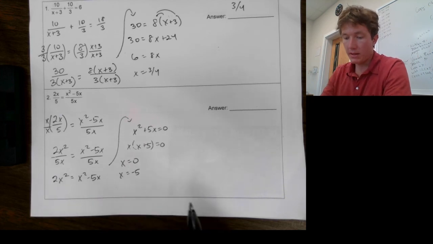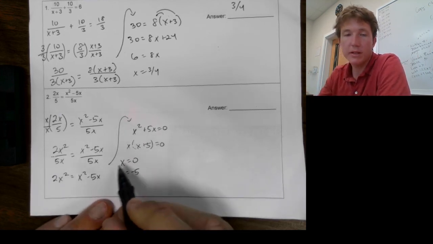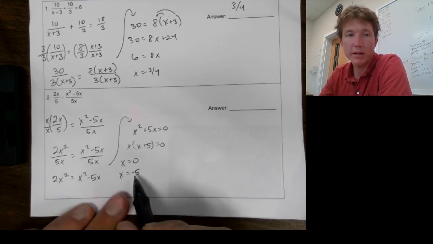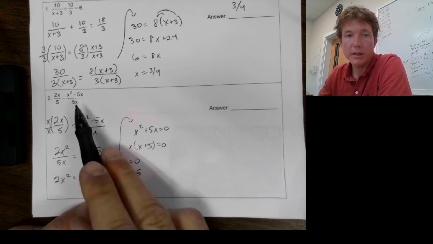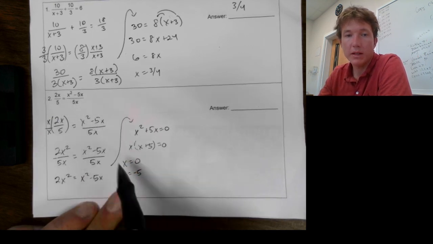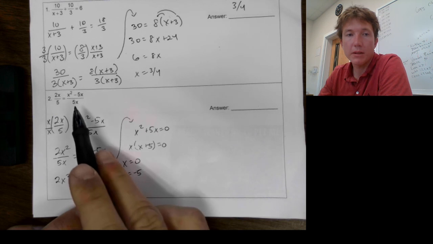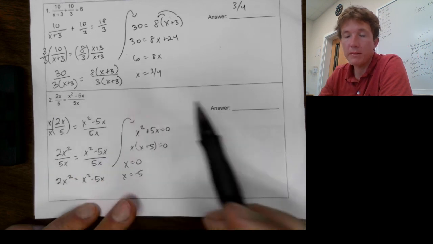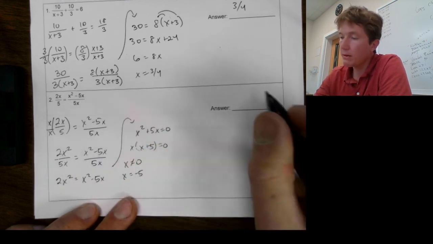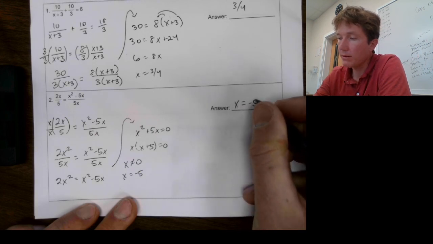Okay, so this is where you want to check your answers. So I have these two solutions. If I plug in -5, this is a -25 on the bottom, that's okay. Plug in 0 though, I would get 5 times 0, that would give me a 0 on the bottom. So x cannot equal 0, so I only have one solution here, x equals -5.